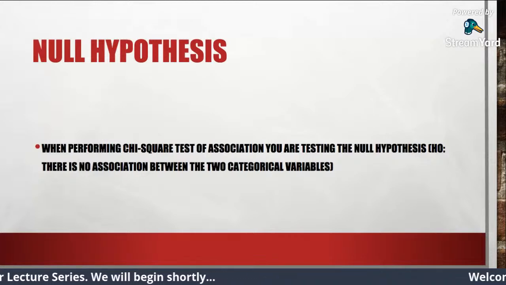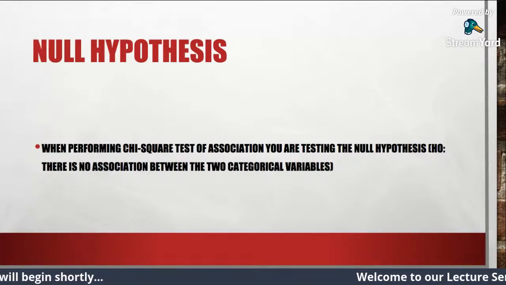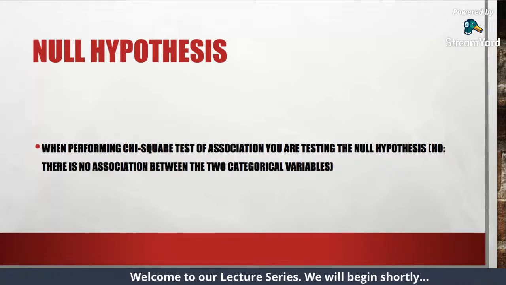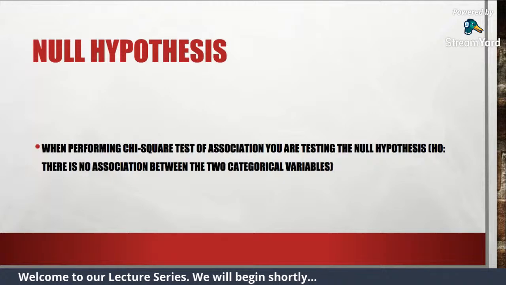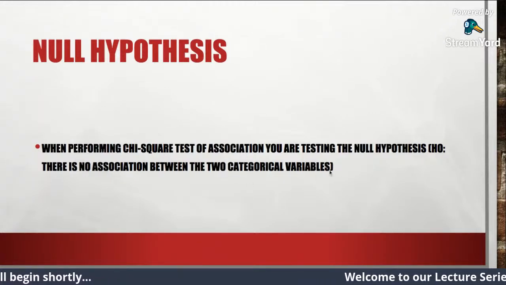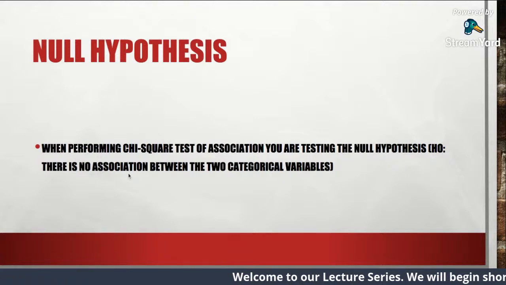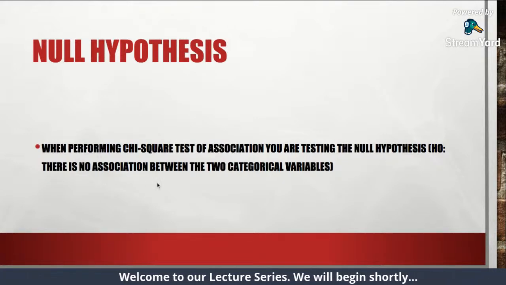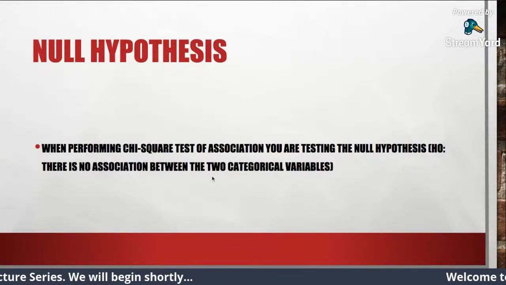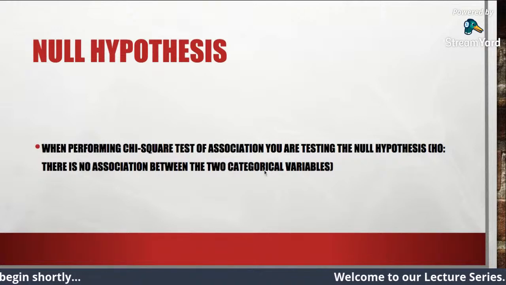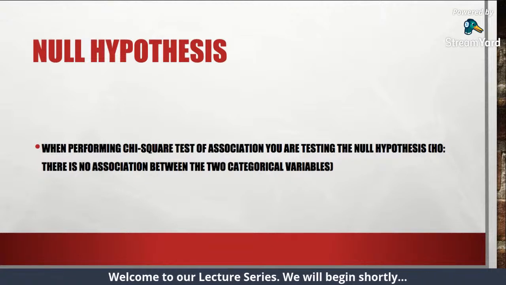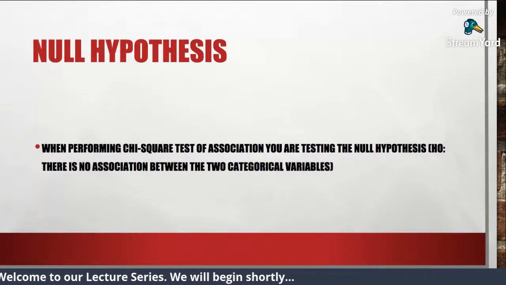Now, when performing chi-square test of association, you are testing the null hypothesis, H sub O: there is no association or there is no relationship between the two categorical variables. So, you can specify itong two categorical variables. For example, there is no significant relationship. Please do not miss the word significant. Relationship between educational attainment and employability. Siguro, pwede. Kung yung employability natin ay categorical variable siya. Okay?